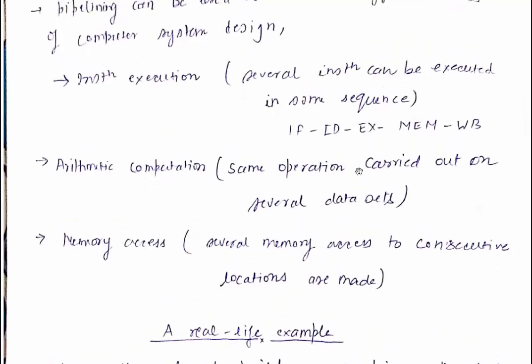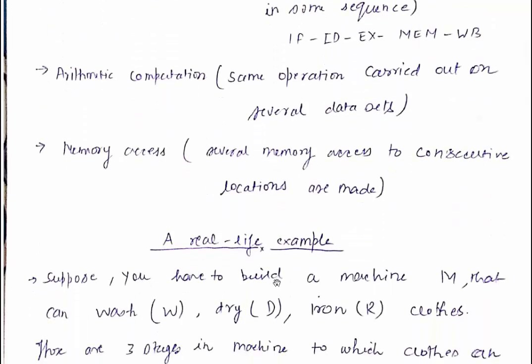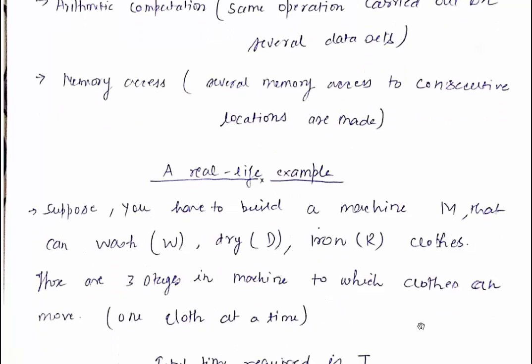All these three things will be clearer to you if you see this real life example. Let's say you have to build a machine M, and that machine has three tasks. It's a washing machine which is used to wash, dry, and there is another unit which performs the ironing onto those clothes. So there are three components inside that machine. One component is washing the clothes, another is drying the clothes, and the last is ironing the clothes.